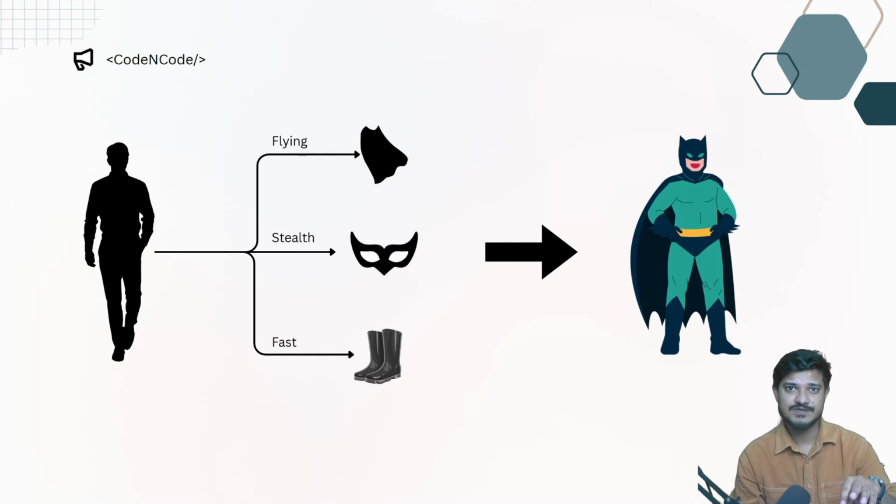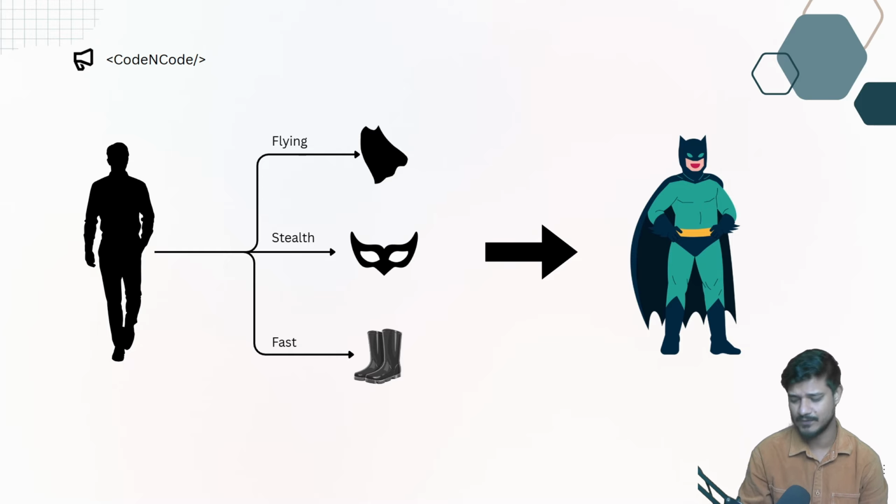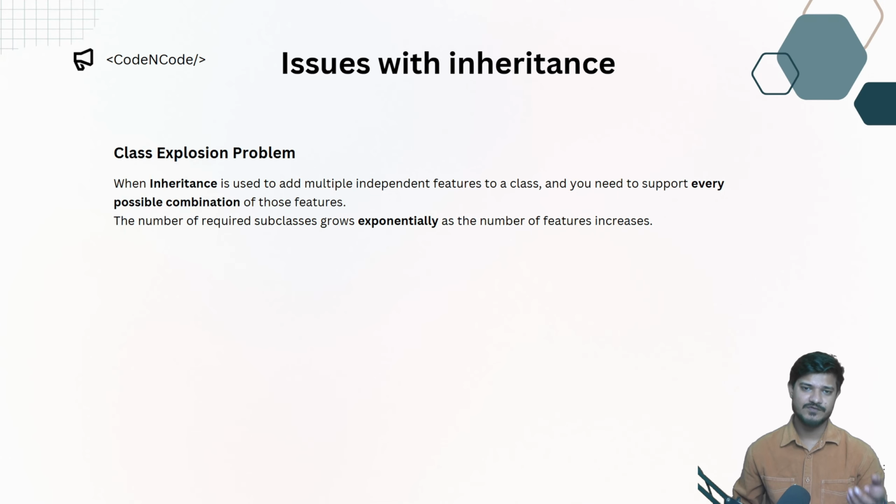Not just this, you might want to add different combinations of these features. Flying and stealth only, flying and fast only, maybe stealth and fast, right? Things like that, or all of the combination. So not just different features we are required to add at runtime, we also are required to add different combinations of them, right? And doing it using single class inheritance is not a good idea. Why? Let's look at that also. So if you want to do it with inheritance, you have defined a class which is a character class, and then you are implementing different features directly then and there.